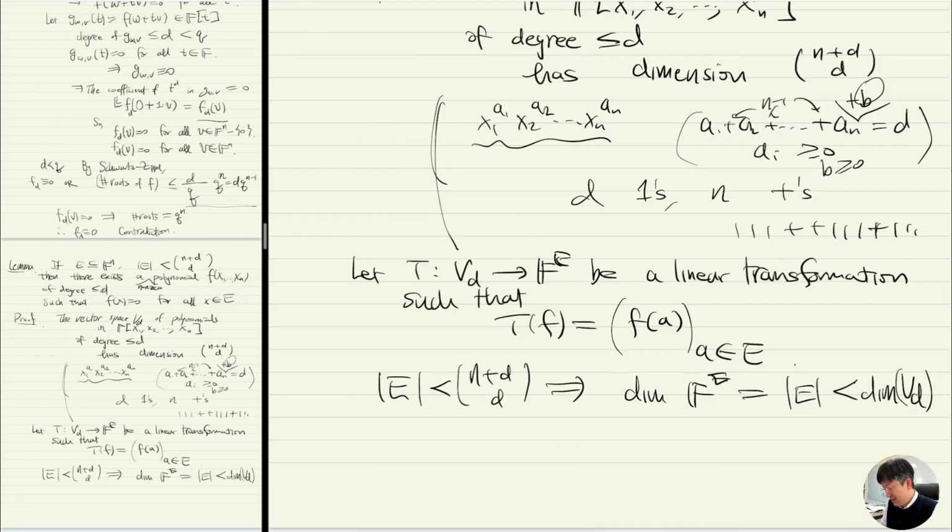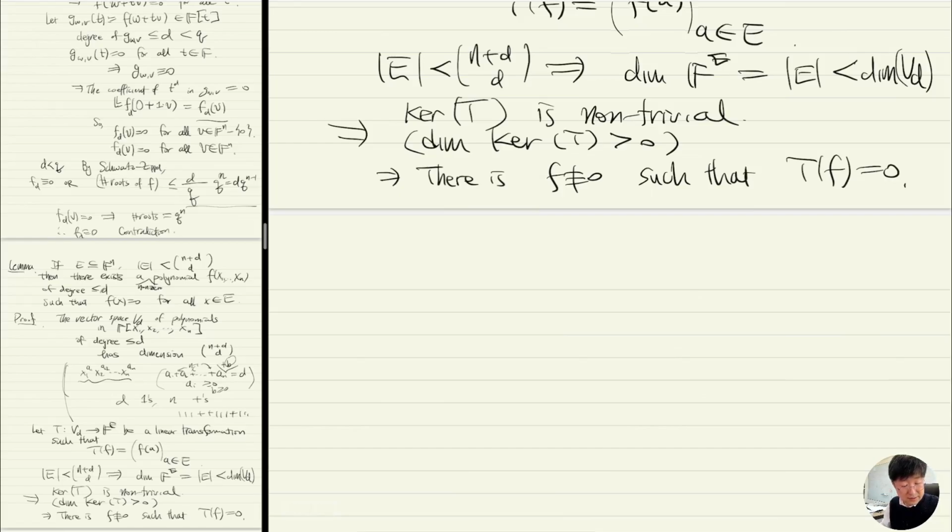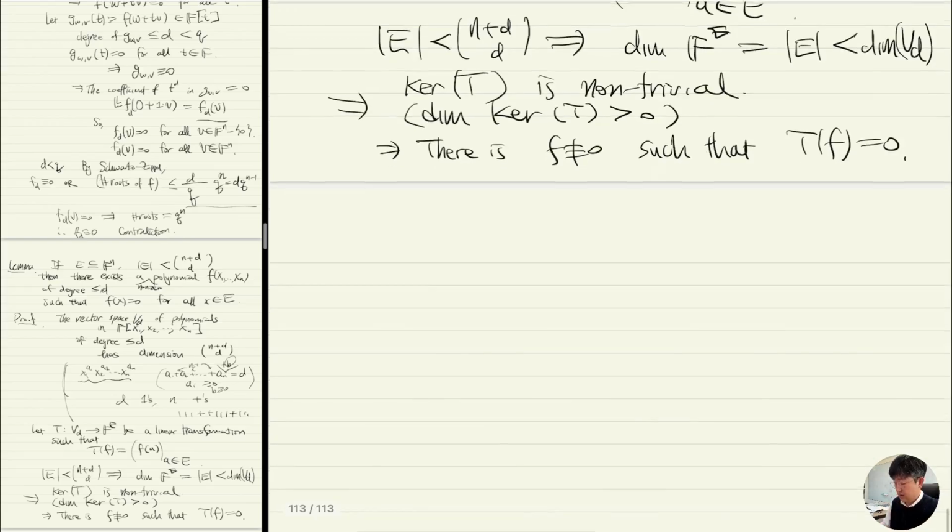So you have a linear transformation that maps the space of polynomials of degree at most d to this F to the E vector space, but the domain has higher dimension. Therefore the kernel of T is non-trivial, so the dimension of the kernel is positive. So there is an f which is non-zero such that Tf is 0. And that's it. That's the proof for the second lemma.